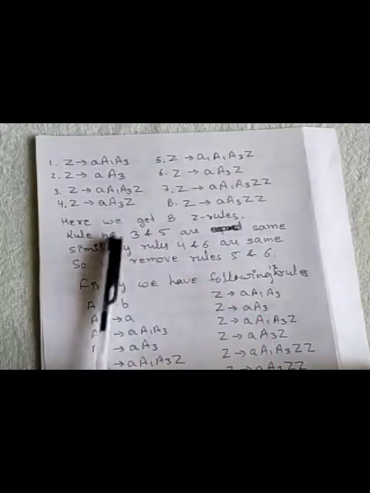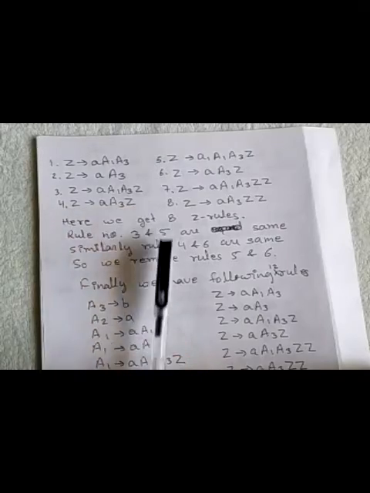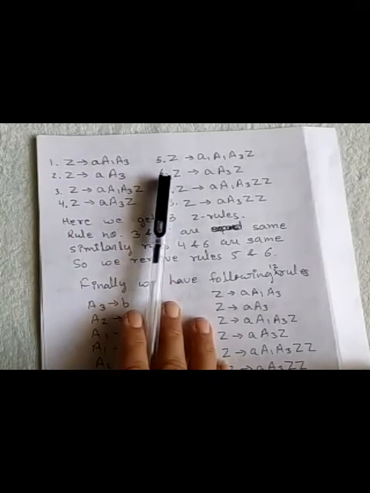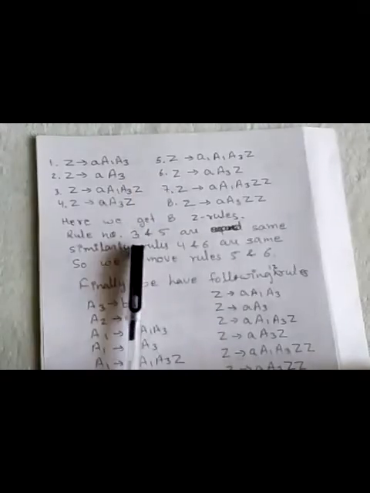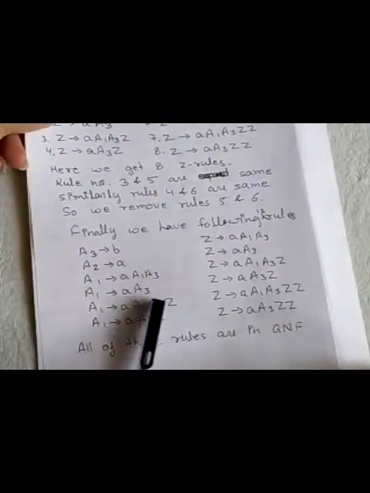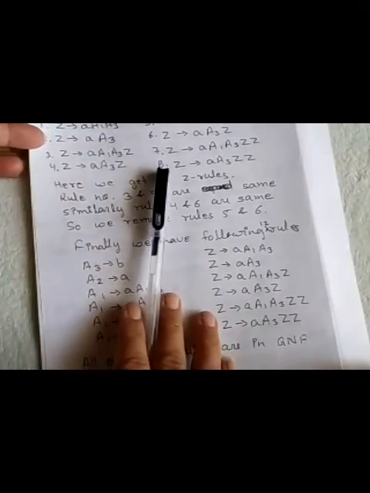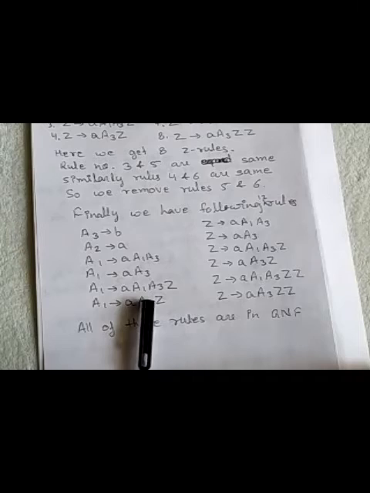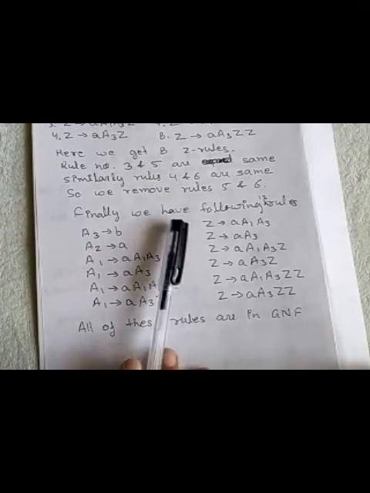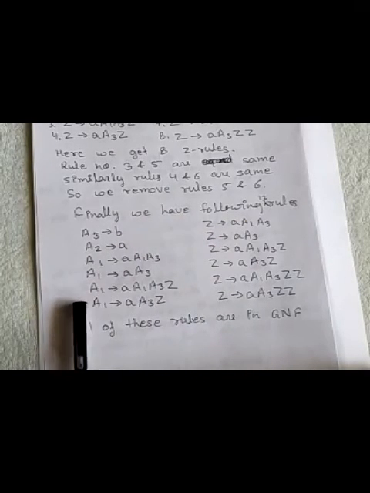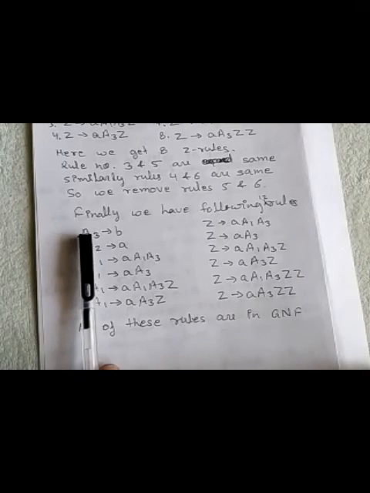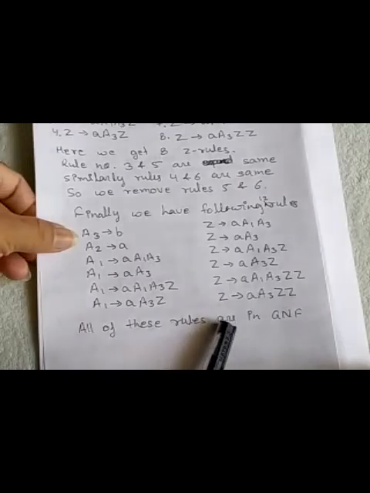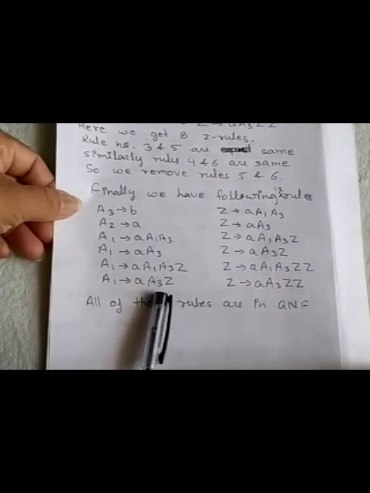Then what do we do? We remove rule number 5 and 6. So we remove these two rules. After removing these two rules and after adding these Z rules to the previous rules, the final grammar will be this. All these A rules and Z rules. Now the grammar has been converted into Greibach normal form.